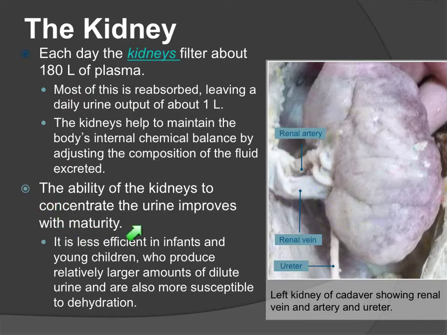As you get older, the ability of your kidneys to concentrate urine actually improves, and we talked about this previously. And so what this means is that young children, as we said, the urine tends to be very dilute, and so they end up secreting an awful lot of water that as an adult their body might have hung on to.